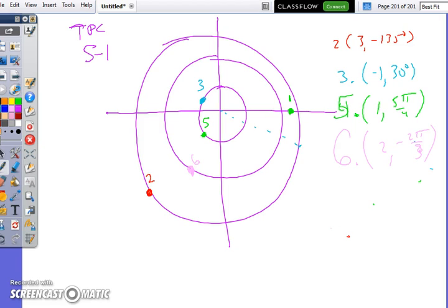Okay, let's do number 4. 4 is in red. 4 was -2, pi over 4. So pi over 4 would be right here, right? I'm going to go -2 instead, so I'm going to put a dot right there.